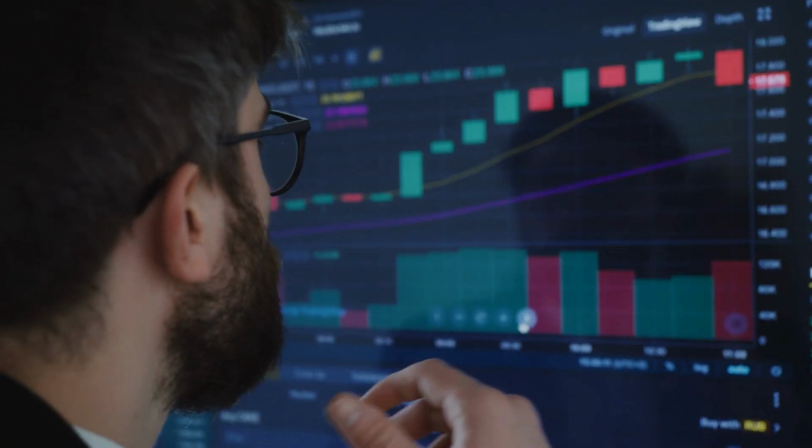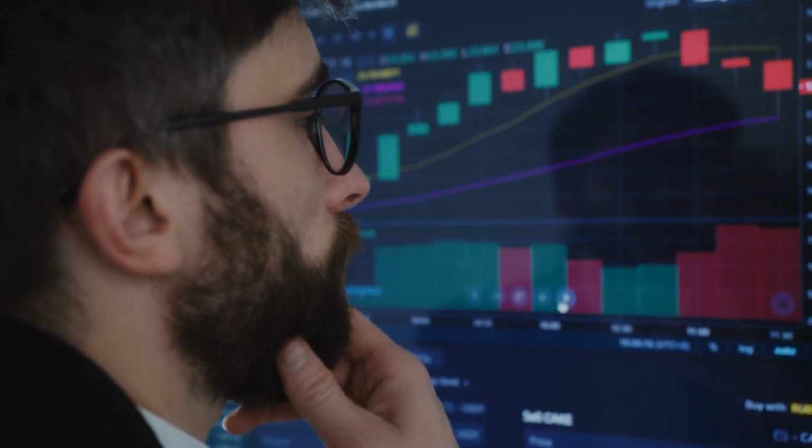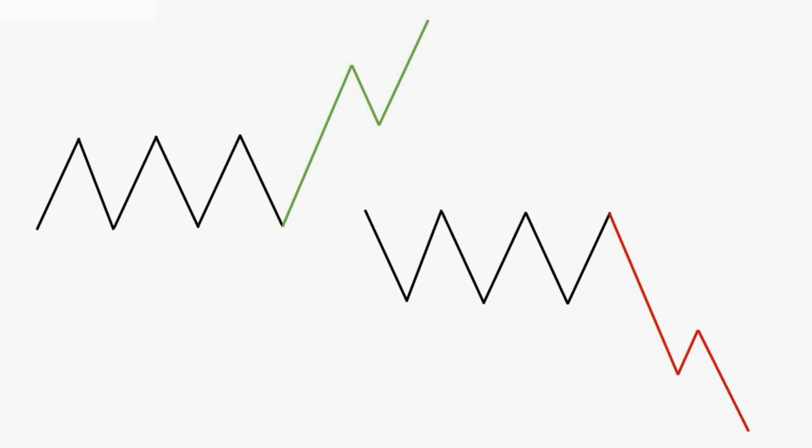Now let me tell you that these patterns are basically breakout patterns. That means they will tell us when the market is going from sideways to an uptrend, or when the market will be going from sideways into a downtrend. We can understand this by making use of this pattern.